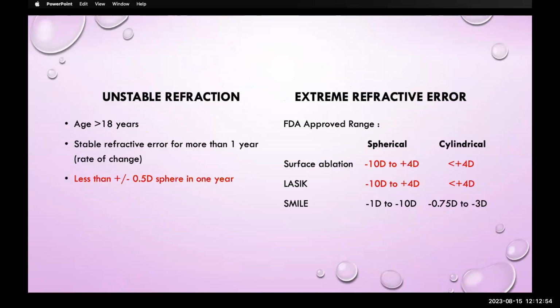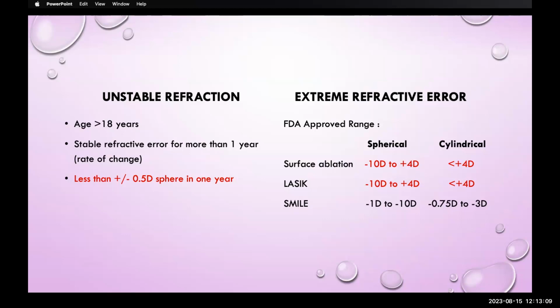Unstable refraction. As we know, the refraction is unstable until the age of 18 years. So the refractive surgeries are done only after 18 years, and a stable refractive error for more than 1 year is required. That is, a variation of plus minus 0.5 diopter sphere in 1 year.